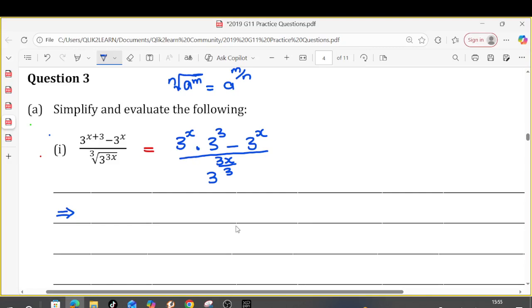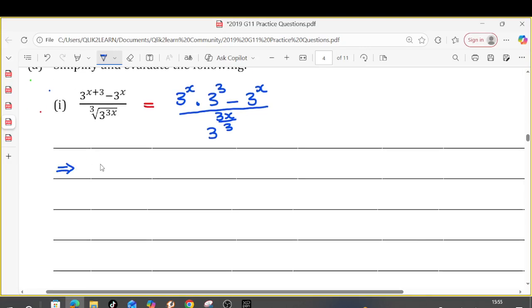Okay, so now, if we look at this problem, we have what? A common factor of 3 to the x. So I'm just going to take that guy out as a common factor. What am I left with? 3 to the power 3 minus what? You see, we have 3 to the power x out. It's out as a common factor.